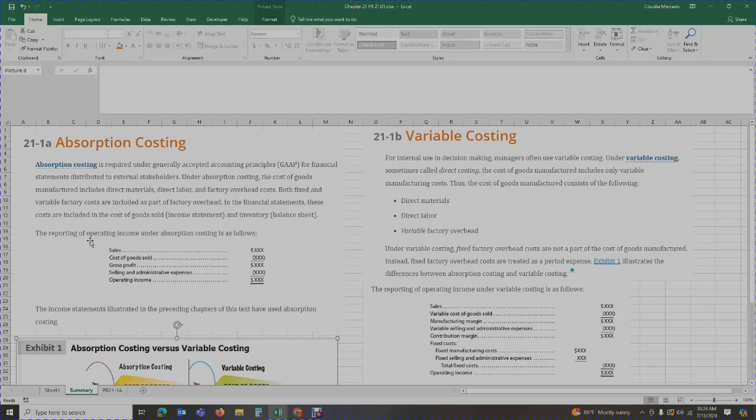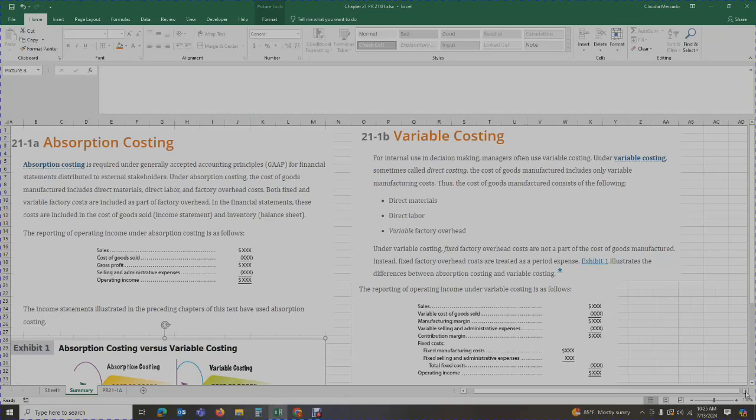Okay, so the reporting of operating income under absorption costing looks something like this. We're going to have our sales minus our cost of goods sold, which will give you your gross profit. Then you deduct your selling and admin expenses, and that will give you your operating income. Okay, fairly straightforward. So if this is something that you're going to prepare for your external stakeholders, you have to oblige and use absorption costing.